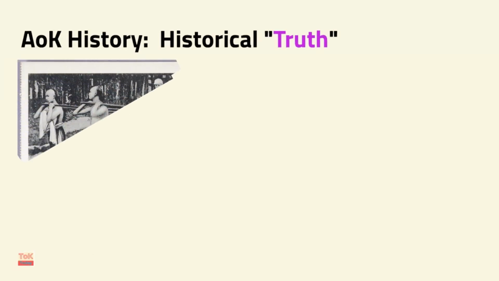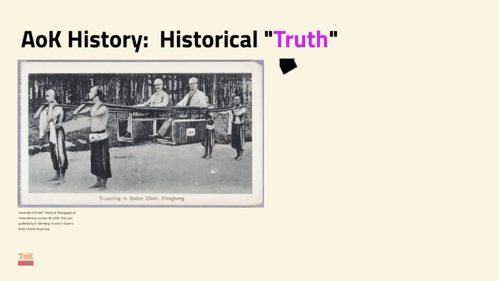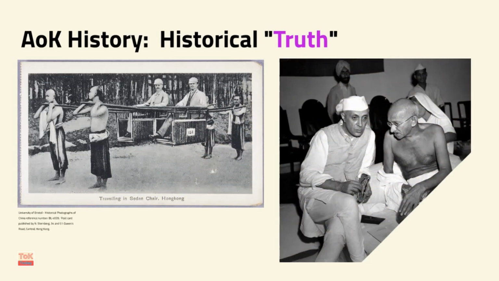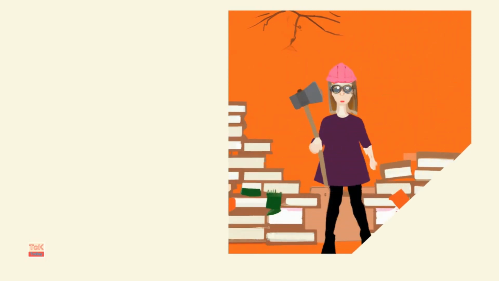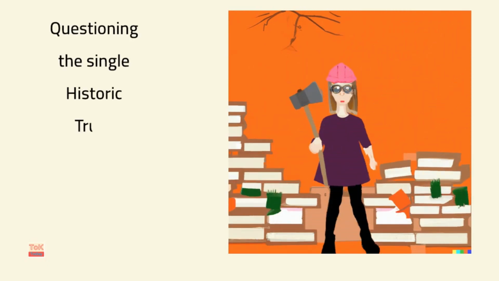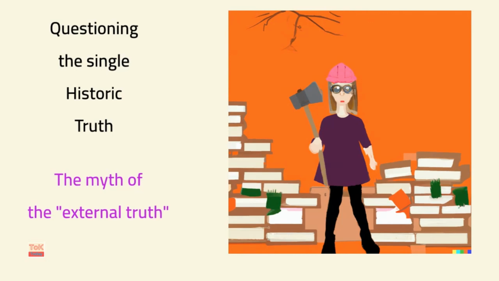So today we've the first lesson of 2 on AoK History, and this one is on the concept of historical truth. One of the things that I find a lot of students bring to the ToK classroom is the idea that there is a single historical truth, and that the job of the historian is just to go out there, explore, and find that truth, sort of hack it out of a rock, and then bring it home and put it in a book, and we have historical truth.